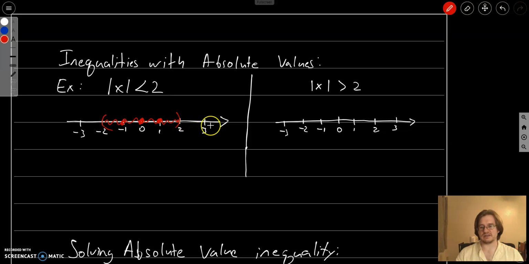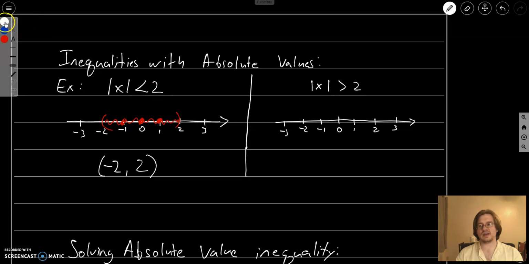If you plug in something outside of this, like a 3, the absolute value of 3 is 3, and 3 is not less than 2. The absolute value of negative 3 is also 3, and 3 is not less than 2. So our solutions are trapped in this little region here. So the solution set will look like anything from negative 2 up to 2, not including 2.